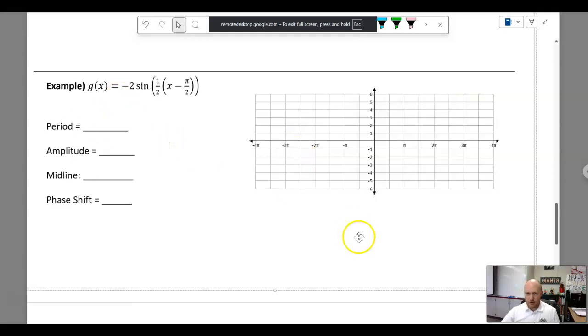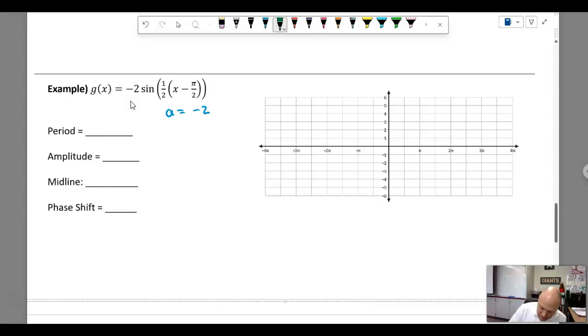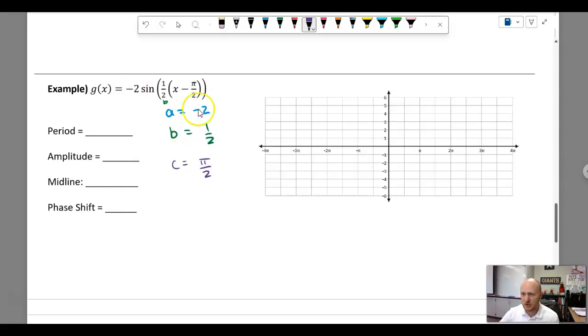Okay, example 2. Let's look at this example where we have an a value that is negative 2, where we have a b value. This is your first look at a b value and what happens with a b value. So our b value here is 1/2, and our c value, I like to call it a pi over 2, I want to switch it, so it's positive pi over 2. We're going to go right pi over 2. And then our d value, which we don't have, is 0.